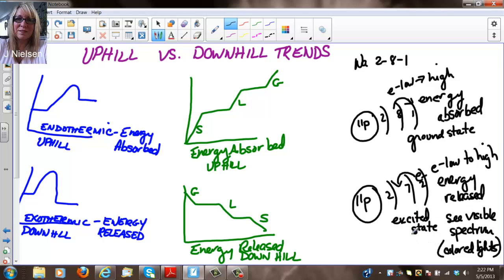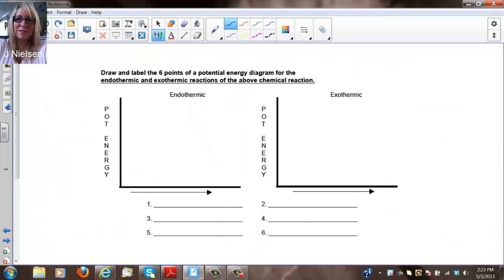and we see that visible spectrum. So here we have 3 uphill trends, and in each case, energy is being absorbed. And in the bottom, we have 3 downhill trends, and in each case, energy is being released. So this will be really helpful on the exam if you can remember the 3 uphill and downhill trends. Okay, so knowing that, let's talk about potential energy diagrams. So we know that endo is uphill, and we know that exo is downhill.